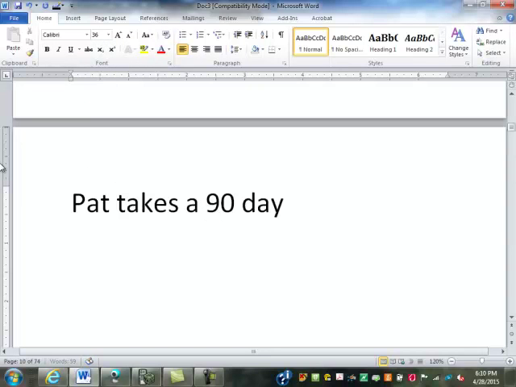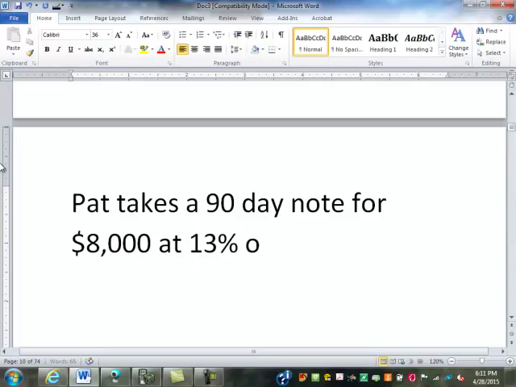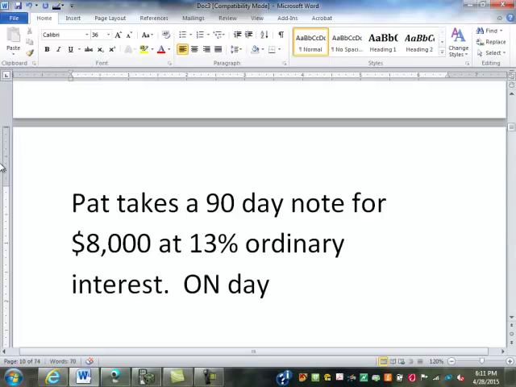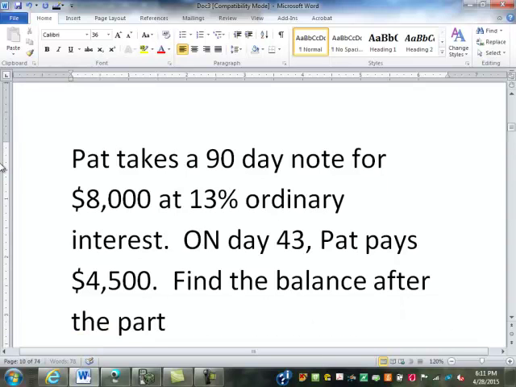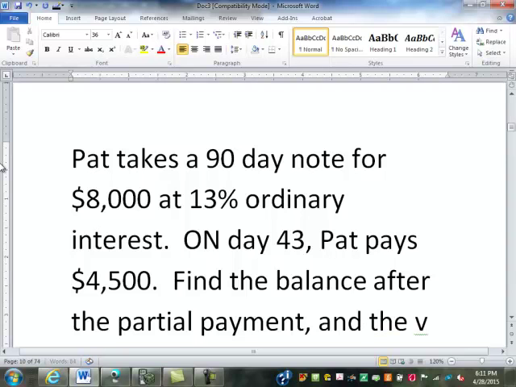Pat takes a 90-day note for $8,000 at 13% ordinary interest. On day 43, Pat pays $4,500. Find the balance after the partial payment and the balance due at maturity.